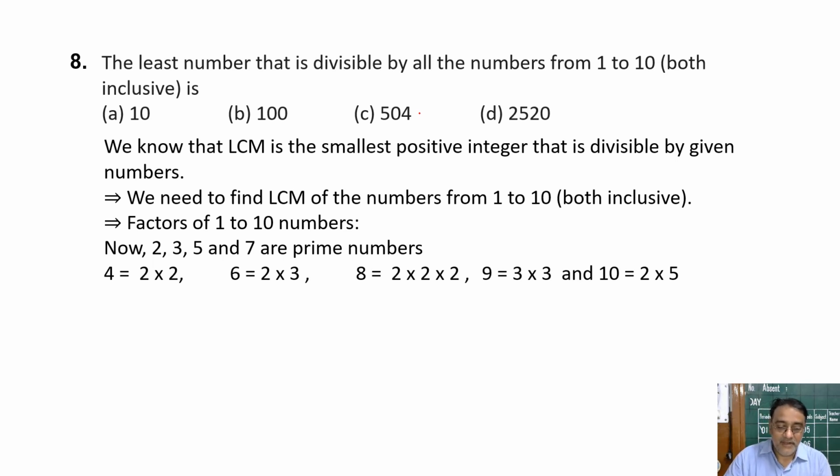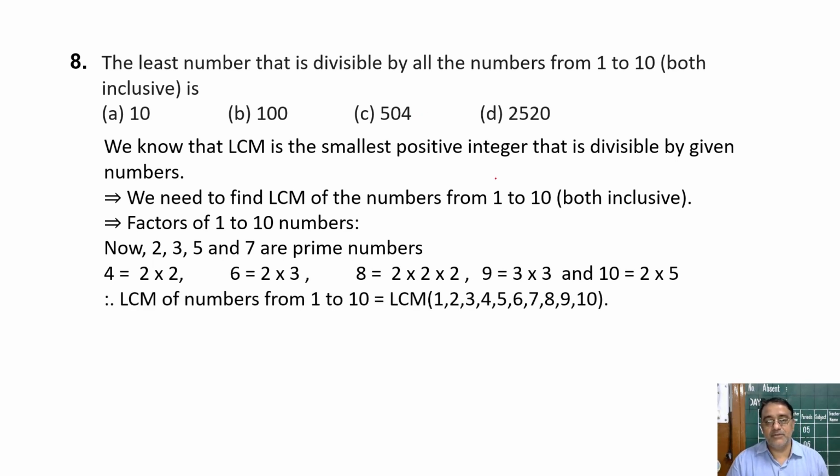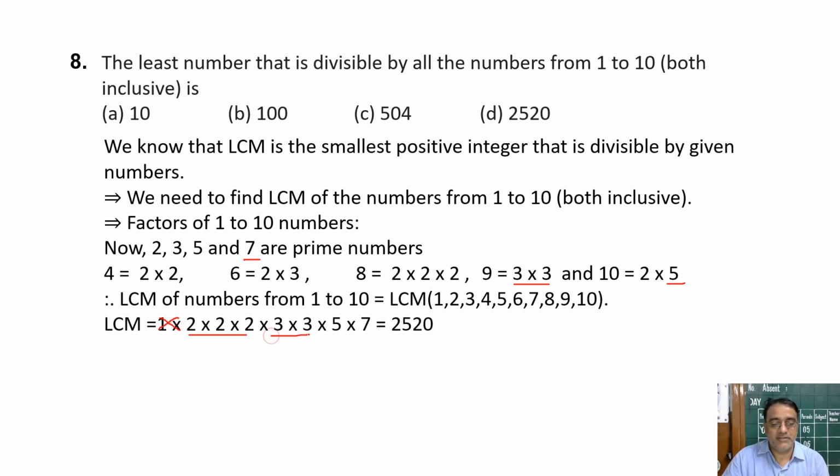Now the LCM of the numbers from 1 to 10 is the product of all these numbers. Okay? So what is the highest power of 2? 3. 3, right? And the highest power of 3? 2. That is 2 times. And 5 only 1 time. 7 is also 1 time. So the LCM is equal to, 1 will not come, 2 three times, 3 two times, and 5 and 7 one time. If you multiply, you will get 2520. So this is the required answer. Now which option is the correct one? Option D. Option D, right.